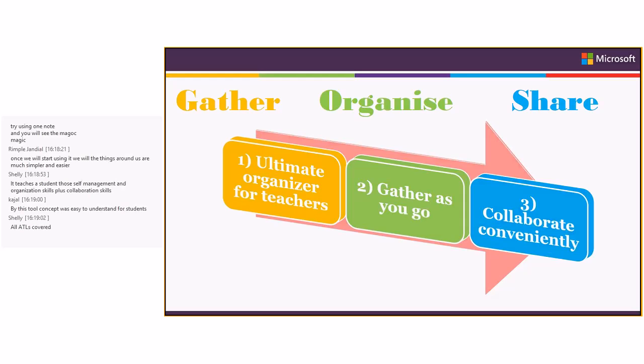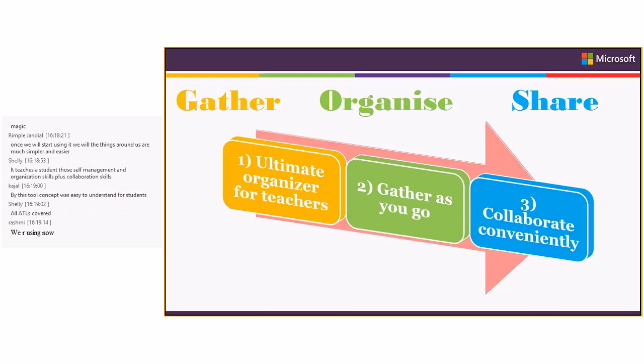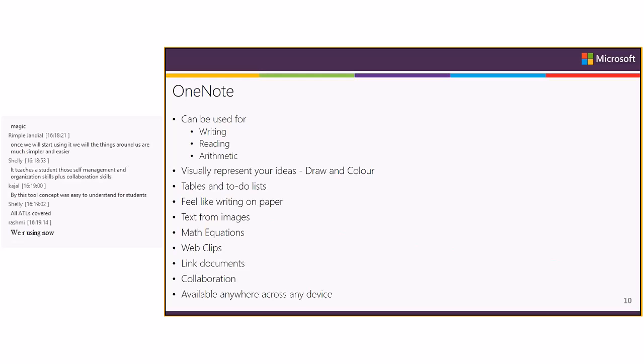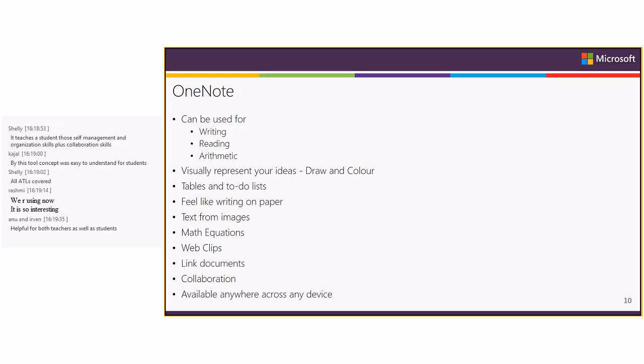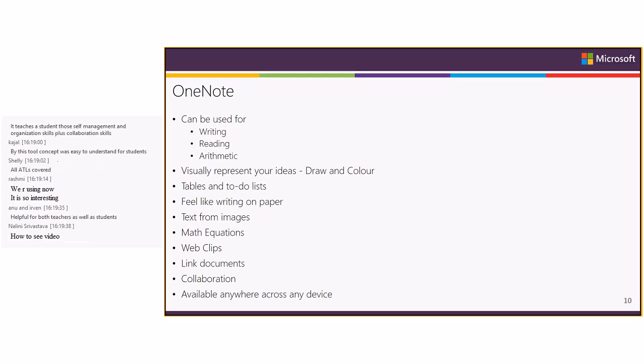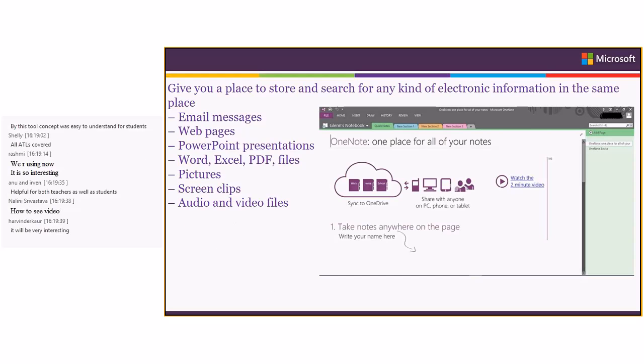When the session ends, the group leaves with a complete copy of the same notes. No more photocopying, no more running up and down corridors and floors to get your notes photocopied. Isn't that a boon? Well, to some. Thus, in a nutshell, OneNote can be used for writing, reading, arithmetic, visually representing your ideas, drawing in color, tables and to-do lists, feeling like writing on paper, text from images, math equations, web clips, linked documents and collaboration, absolutely available anywhere across any device.